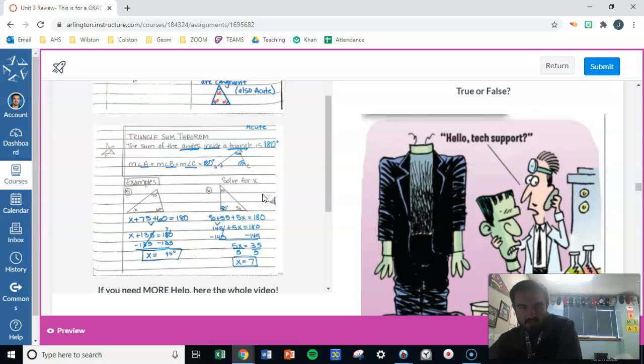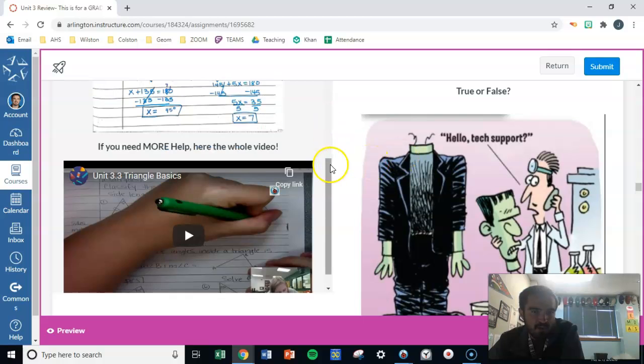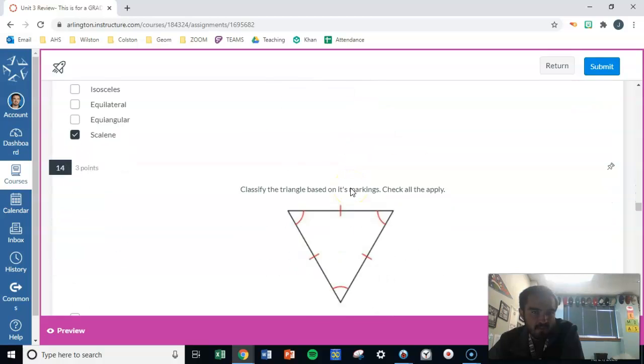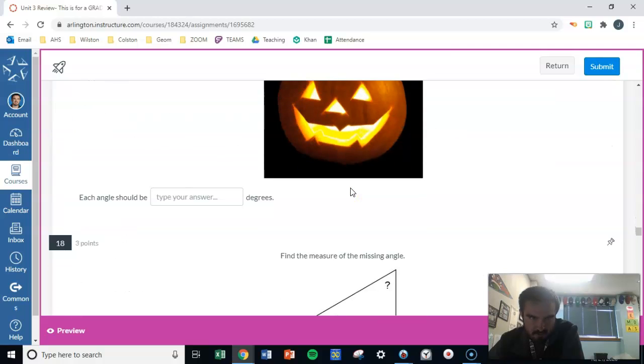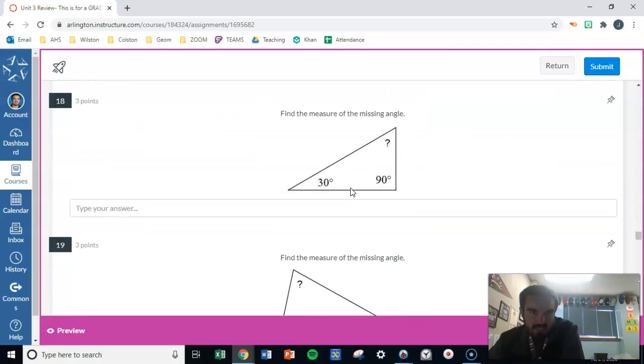Now, remember the other thing we learned in this unit, this was kind of like another part of this lesson, was that the sum of the angles inside a triangle is 180 degrees. So all of these little angles inside our triangle are always going to add up to 180 degrees. So if you take a look, like at 18, find the measure of the missing angle.